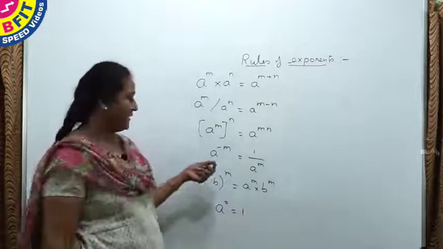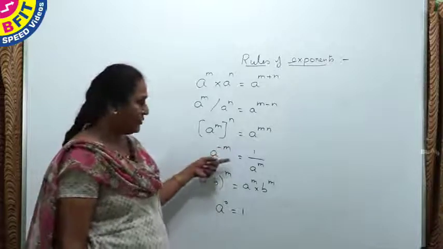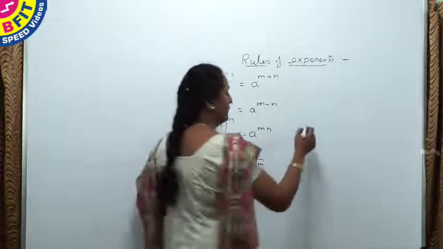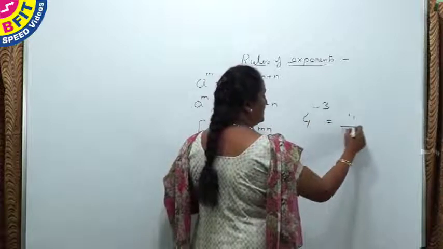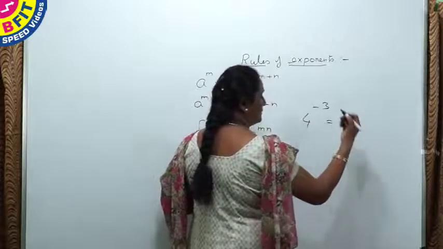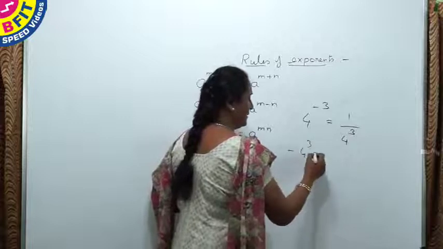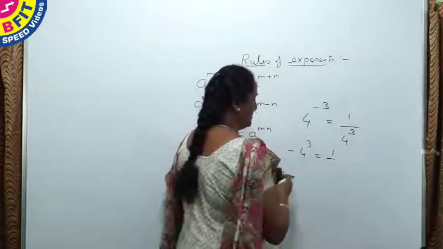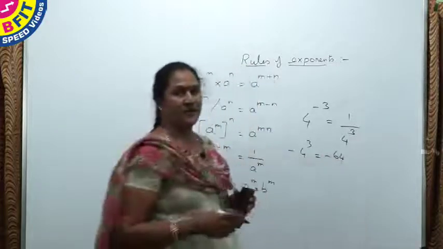So the next one is a power minus m. Whenever the power is negative, you can reciprocate the number. Say you have 4 power minus 3. You can write this as 1 by 4 power 3. Suppose you have minus 4 power 3, then don't write it as 1 by 4 cube. This is just minus 64 as the answer.